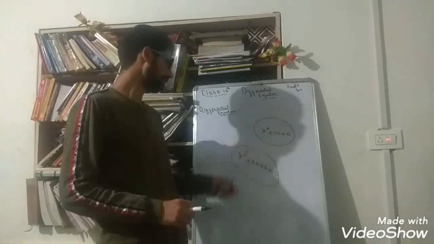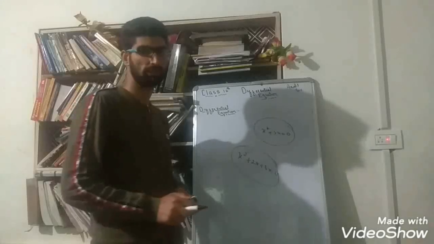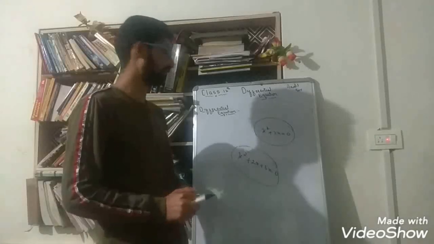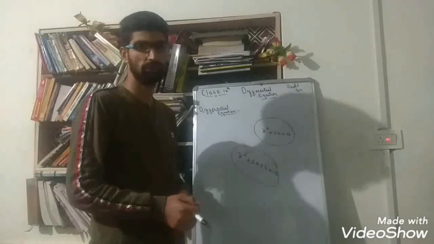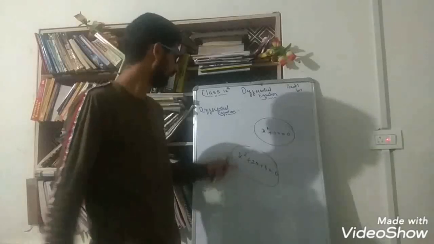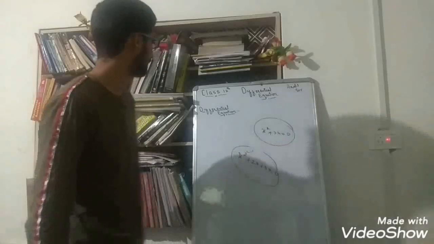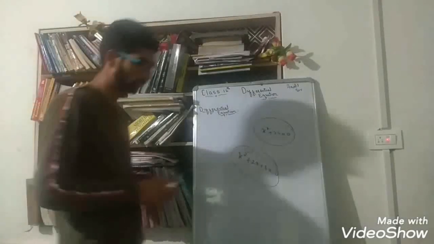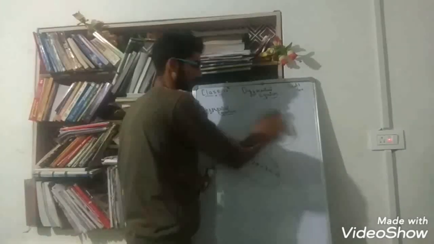After that we discuss the various types of polynomials in one variable: first linear, then quadratic, cubic, biquadratic, and so on. Similarly, we have to do the same for the differential equation. First of all, we will check what a differential equation actually is.